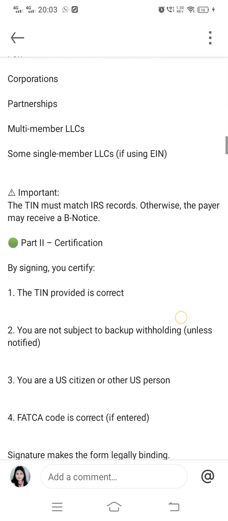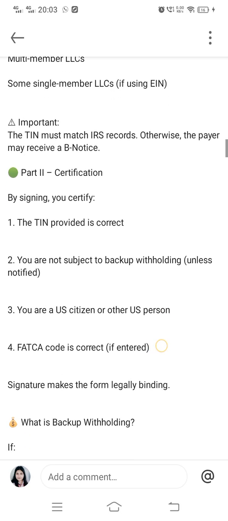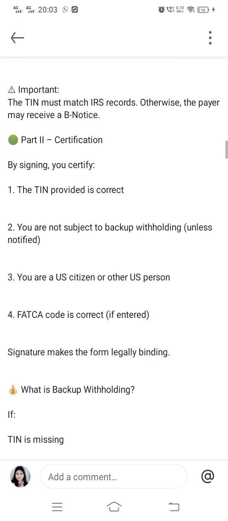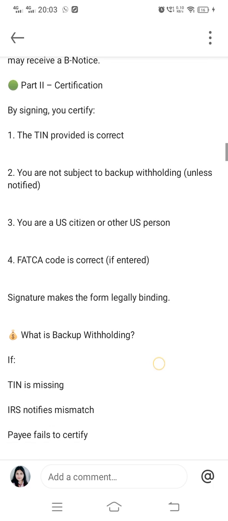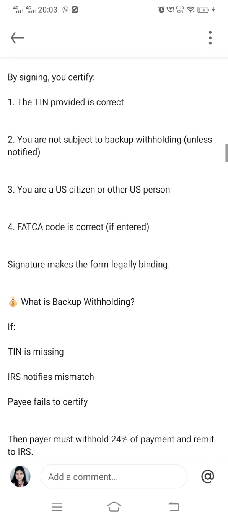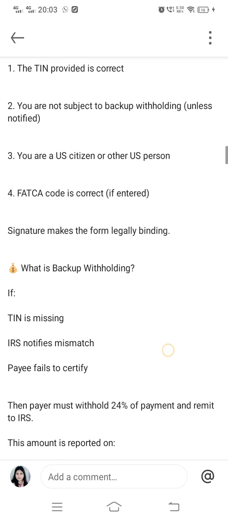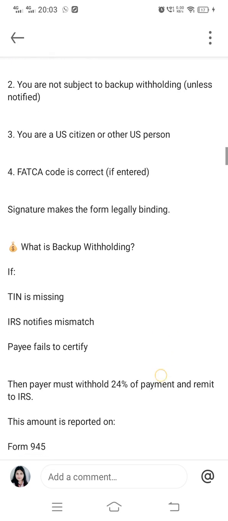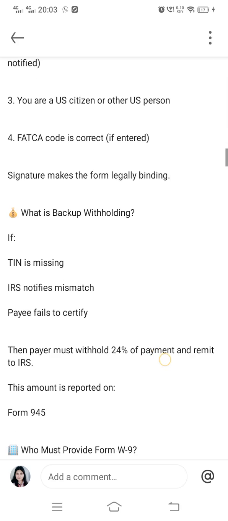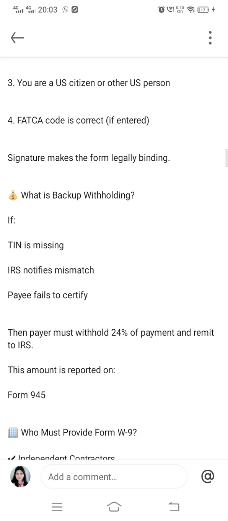Part 2, certification. So by signing you certify that the TIN provided is correct and you are not subject to backup withholding unless notified. You are a US citizen or other US person. FATCA code is correct. Signature makes the form legally binding. So signature is very important if you are getting a W-9 form. So you should get it signed also to make it legally binding.